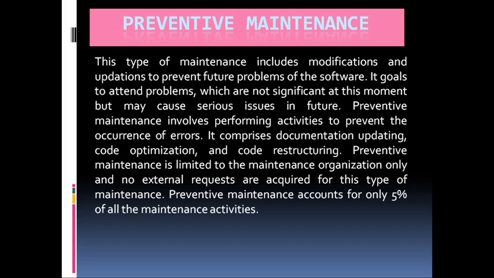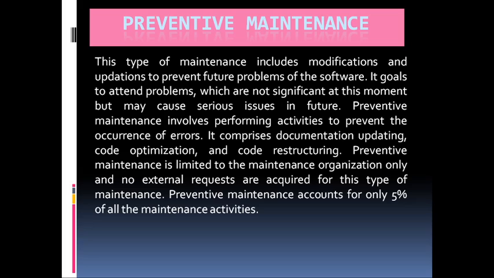Preventive maintenance involves all those activities to prevent the occurrence of errors in our system. It includes updations in the documentation, code optimization, and code restructuring. When preventive maintenance is carried out, it becomes necessary to make changes in the documentation, code, and code restructuring according to the system demands.